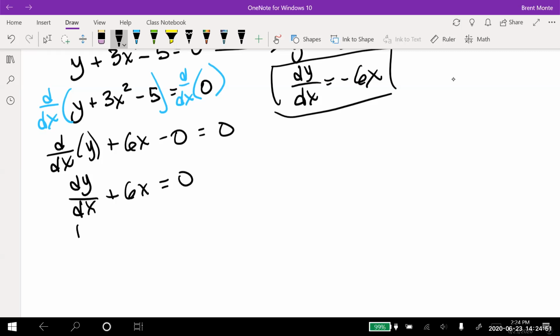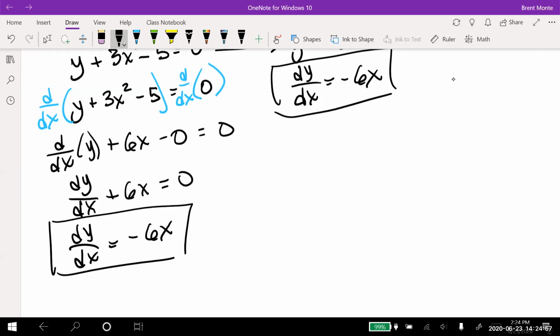I subtract the 6x from both sides. And I get dy dx equals negative 6x, which is exactly what we got over here. So we know we have the right answer. But the key was when we took the derivative of y with respect to x, that is dy dx. That is the derivative of y with respect to x. That's what we call it. Okay, so now let's go from there and show you why this is needed.